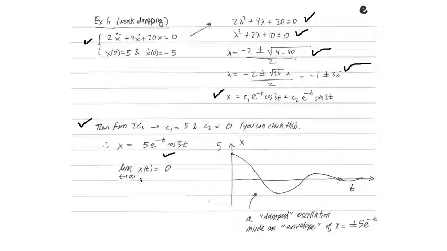The solution is still approaching 0 in the long run, which makes sense physically because we have a damping force. Even though it's weak damping, we still have some damping going on, and there's no external force to provide energy to the system. So it makes sense physically that the solution is still approaching 0. But because the damping is relatively weak, we can still see an oscillation happening.